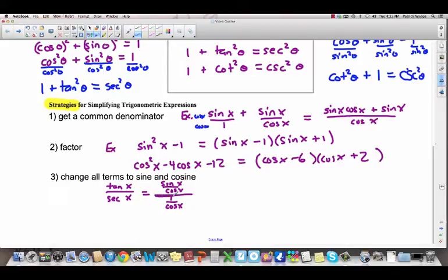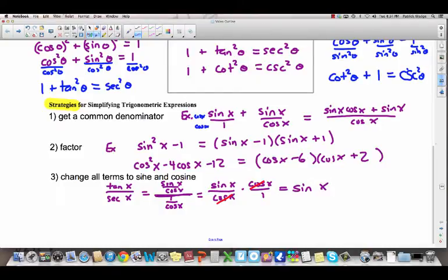Now, what's this big line mean right here? It means divide. So it's the same as this first fraction, sine x over cos x, divided by 1 over cos x, which is the same as times the reciprocal, right? We're going to flip it over. Cos x over 1. That's how we divide fractions. You flip the second fraction and multiply. Yay, look what happens when we do that. It's very exciting. These cancel out, and you are left with sine x over 1, or just sine x.